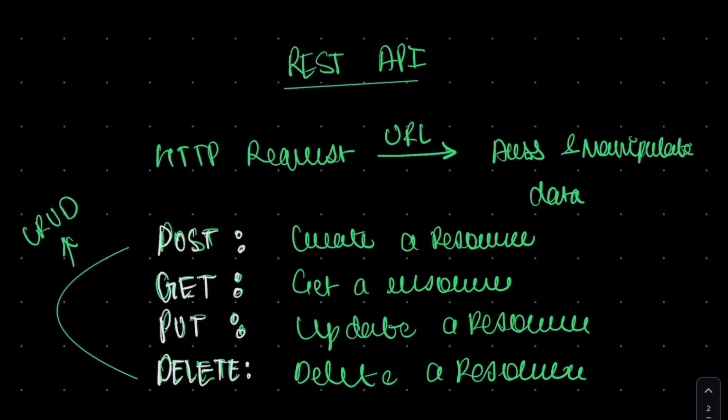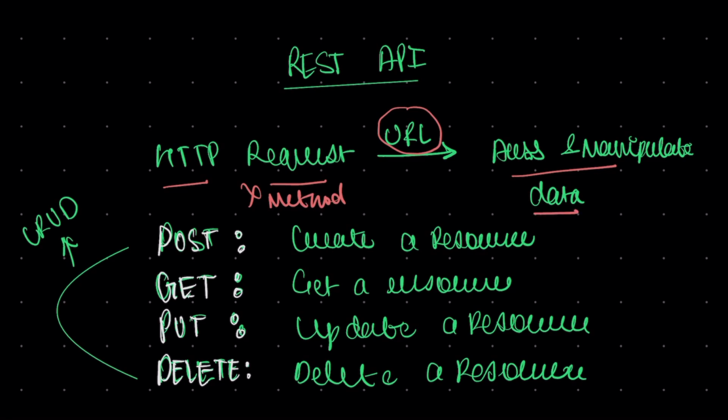So what is a REST API? REST APIs are basically built upon the HTTP protocol, that is Hypertext Transfer Protocol, where your client sends a request, and based on the URL and the HTTP method, you can access or manipulate data on that backend API server. The basic CRUD operations can be performed with different HTTP methods.